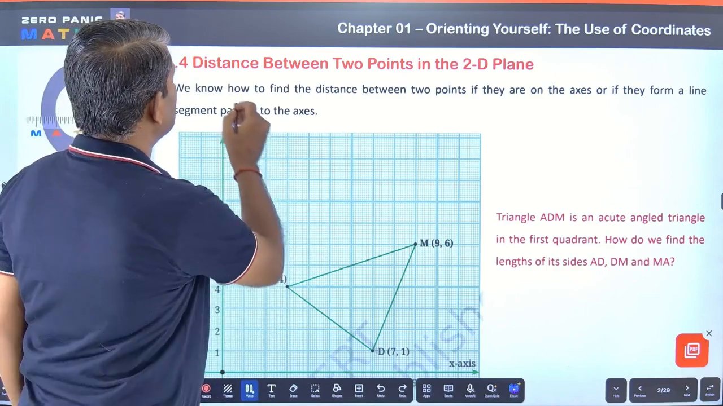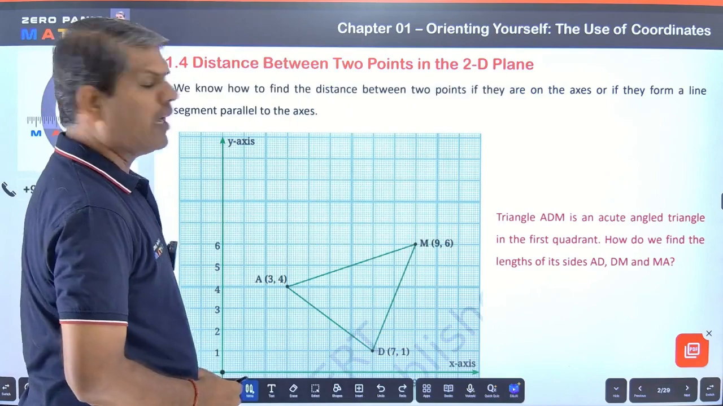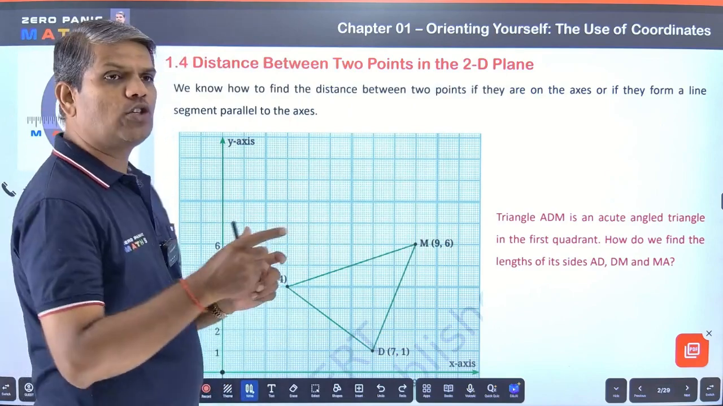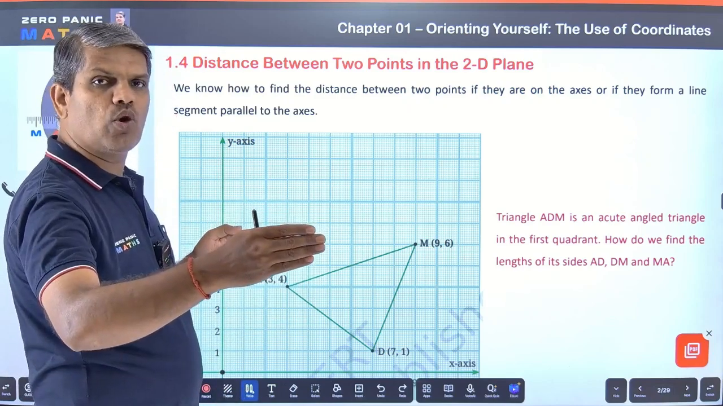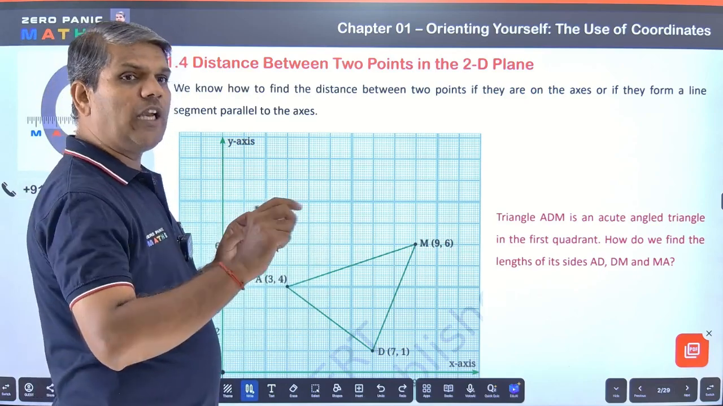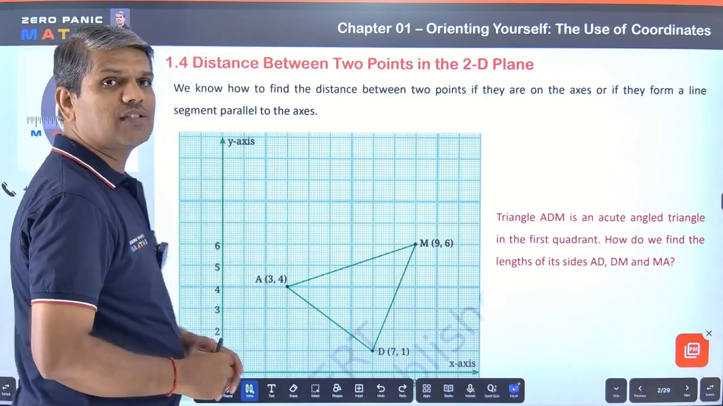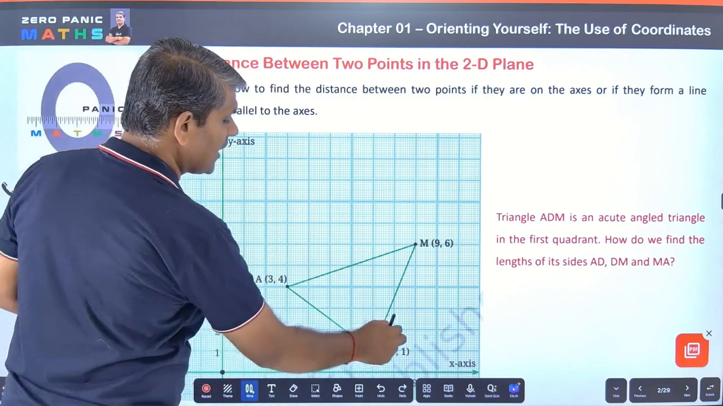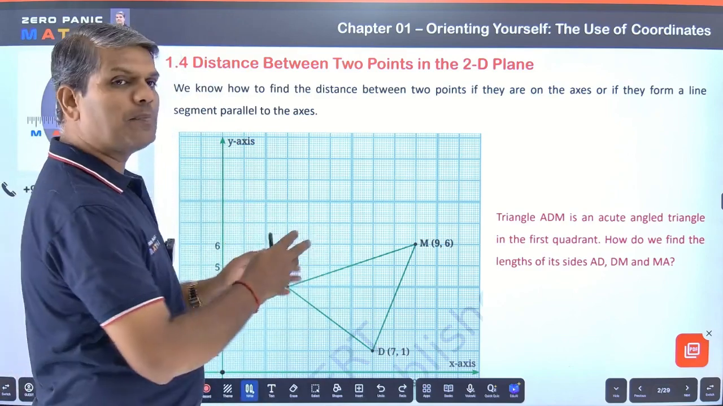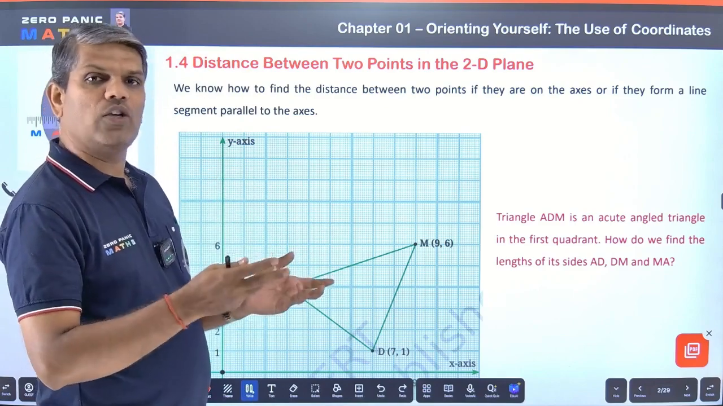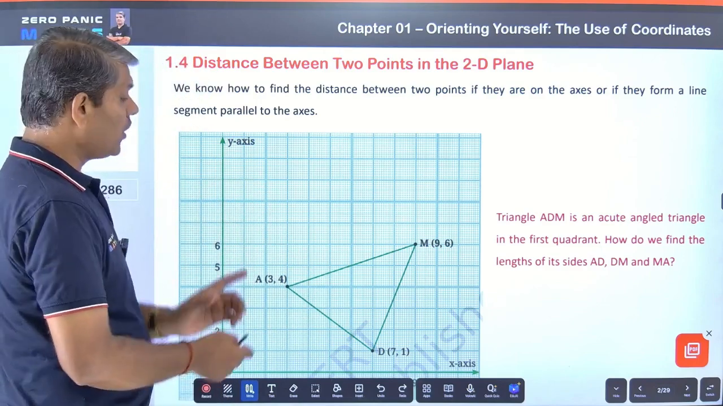It says the distance between the 2 points in the two-dimensional plane. Now how do you find the distance between the 2 points? In the previous session, if you remember, we found the distance between two coordinate points, but those points were either parallel to the x-axis or parallel to the y-axis, and the lines were parallel to either the y-axis or the x-axis. One of the coordinate values will be 0 in that case. So just subtracting the x or y coordinate values was giving us the distance between the two coordinate points.